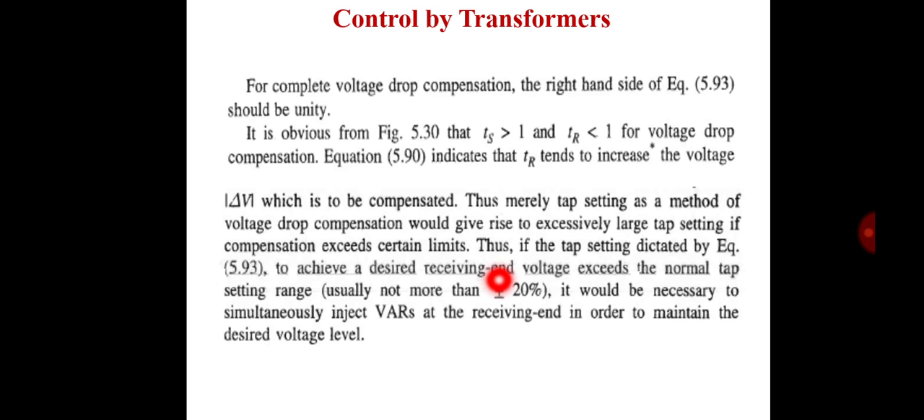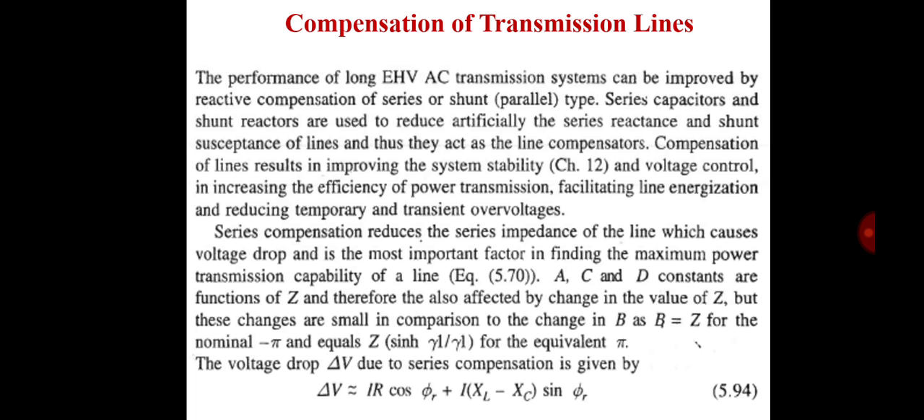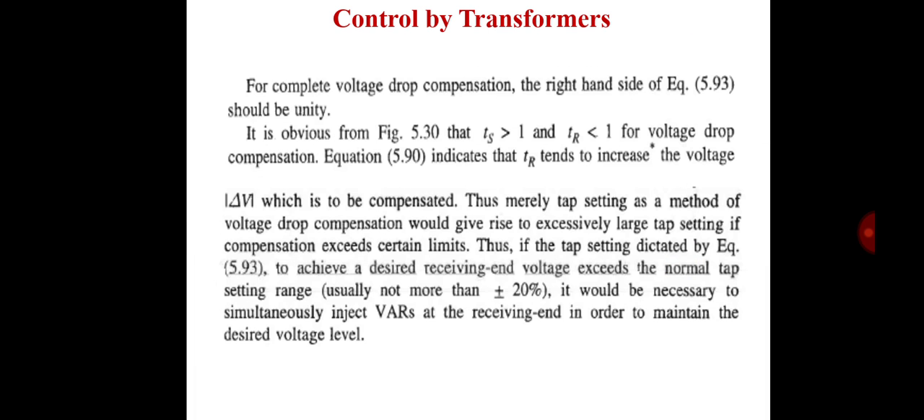Thus, if the tap settings dictated by equation 5.93 to achieve a desired receiving end voltage exceed the normal tap setting range, usually not more than 20%, it would be necessary to simultaneously inject VARs at the receiving end in order to maintain the delivered voltage level.